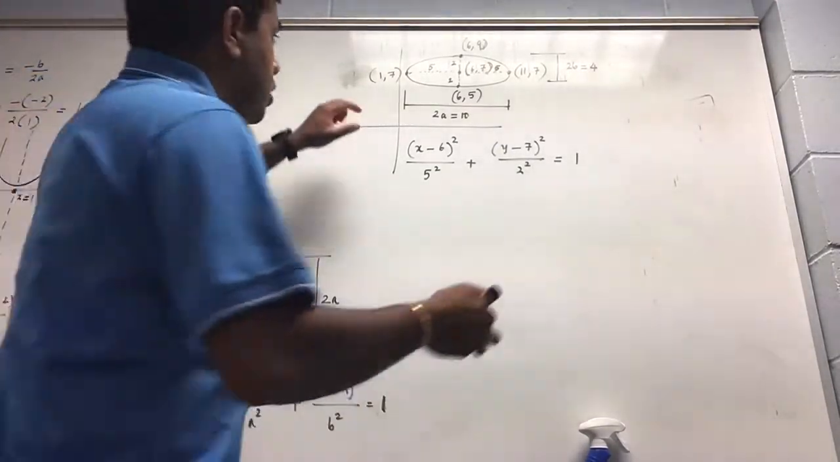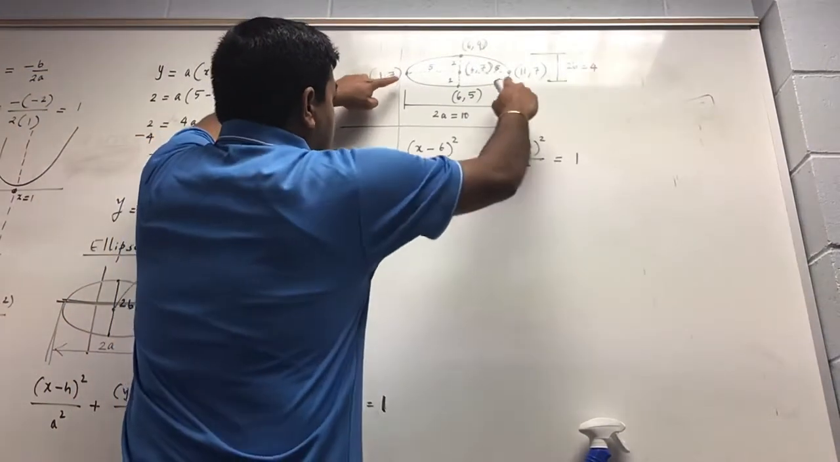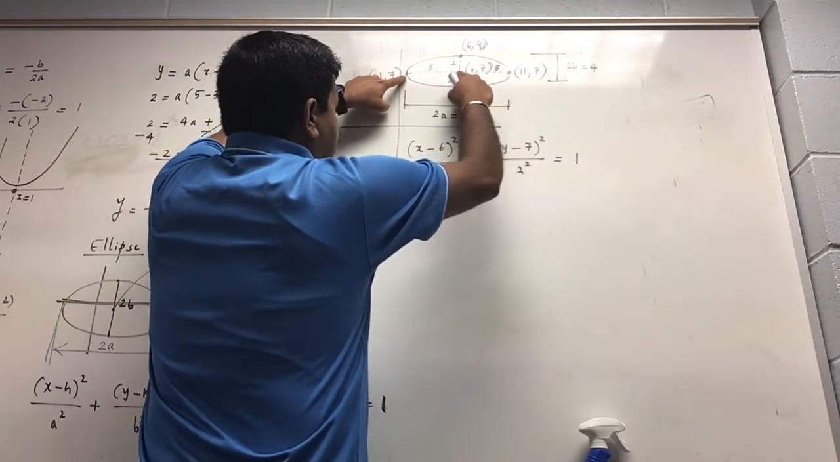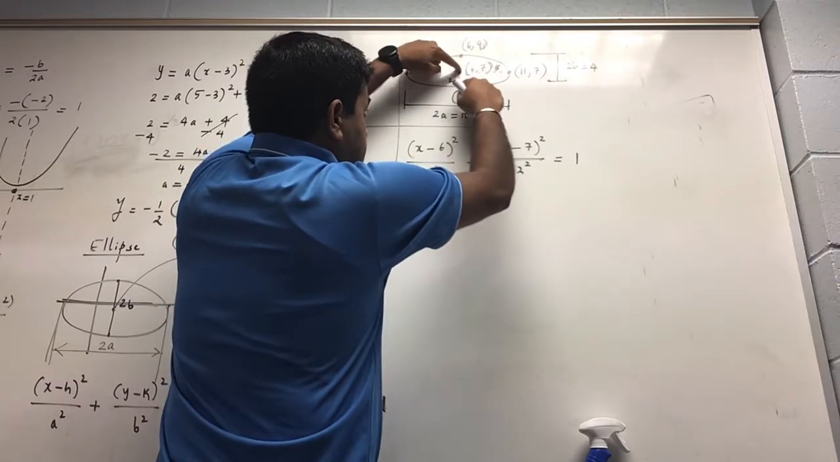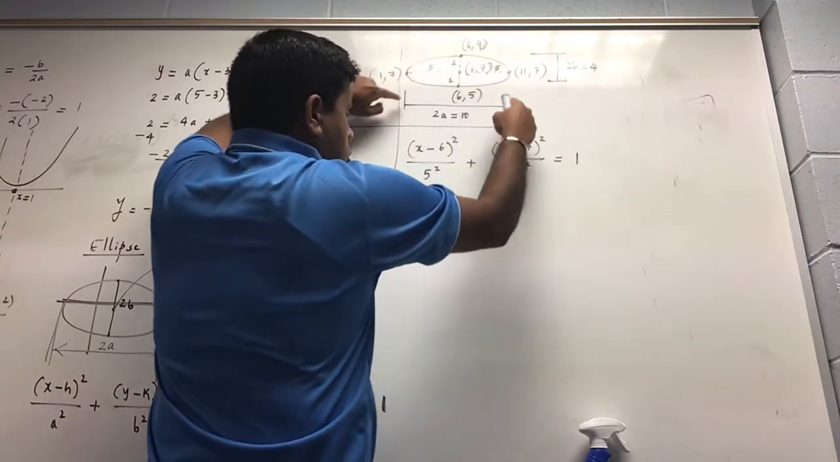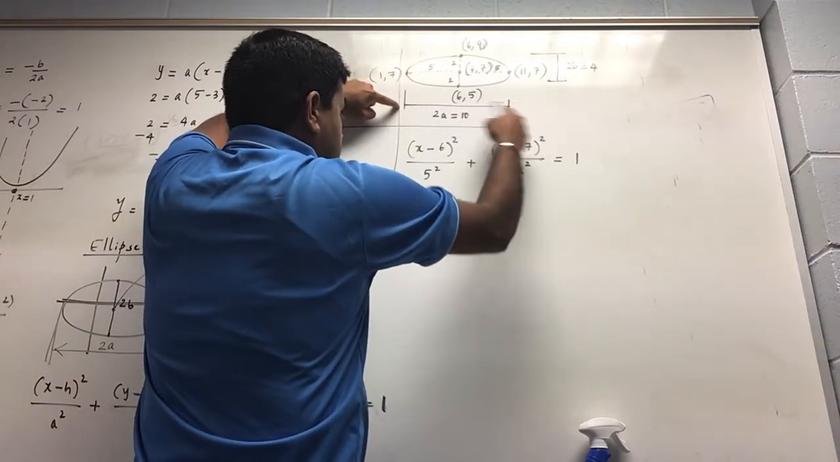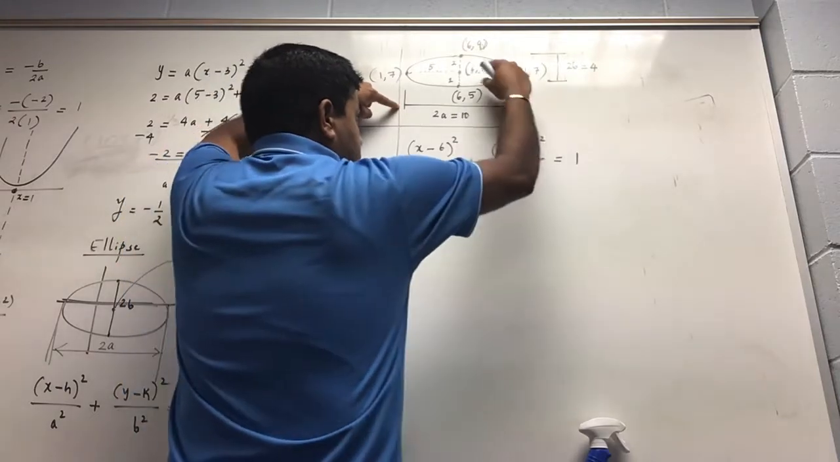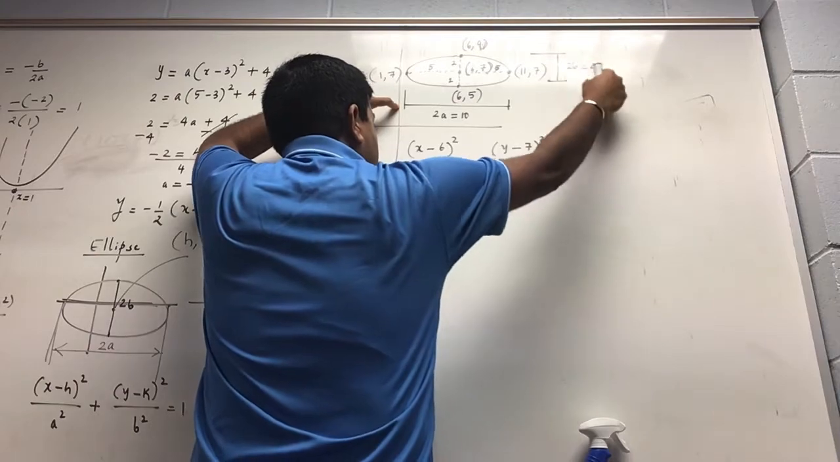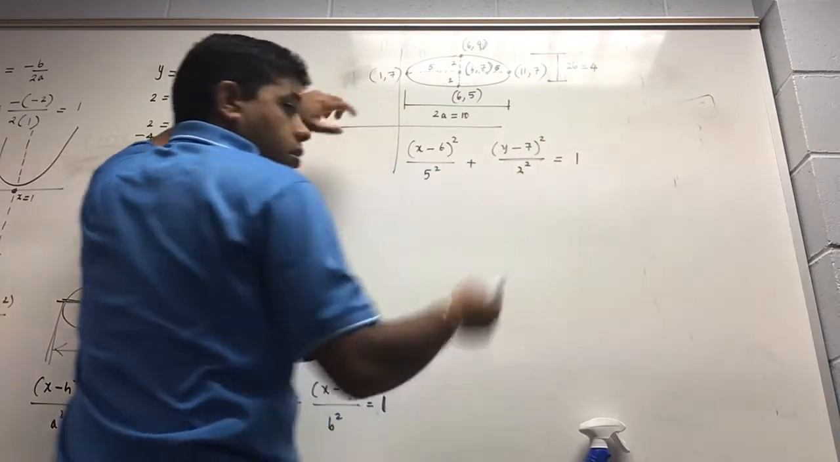Does this make sense? So again, I'm going to repeat this. This distance is 5, this distance has to be 5 because it's the middle point. This distance 2, this distance 2. So 2a, which is the major axis, is 10, so a is 5, so a squared is 5 squared here. Then 2b is 4, so b is 2, b squared.